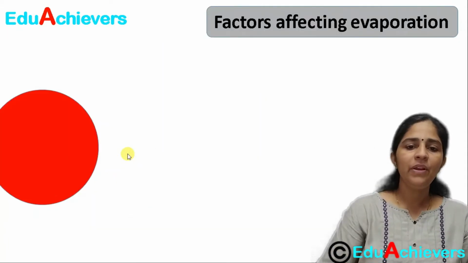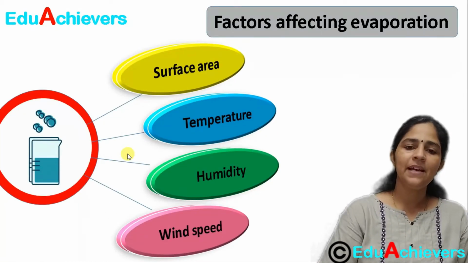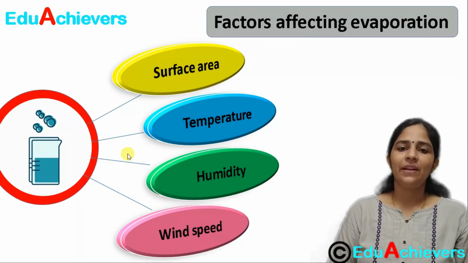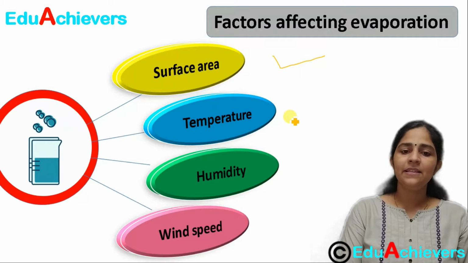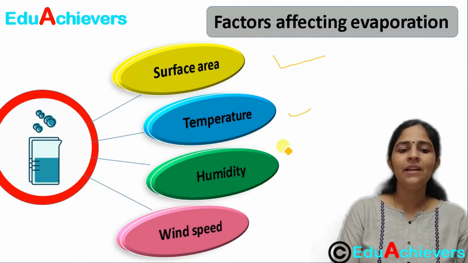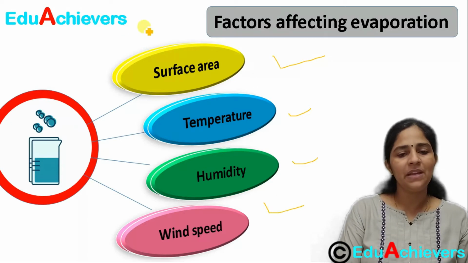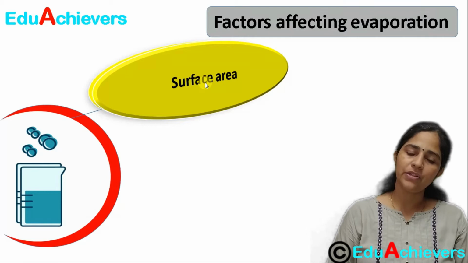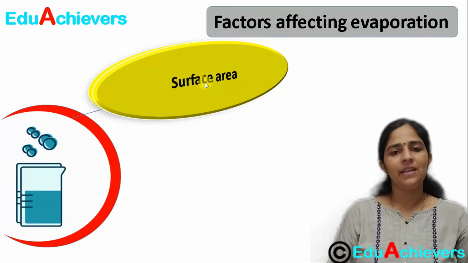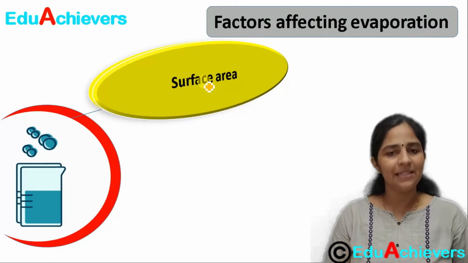Fine. Moving on further, when we talk about factors affecting evaporation, these are the 4 factors which affect evaporation. The first one being the surface area, correct? The second one being the temperature, the third being the humidity, and the fourth being the wind speed. So how does the surface area affect evaporation? Surface area means how wide the area is where the water is filled, correct?